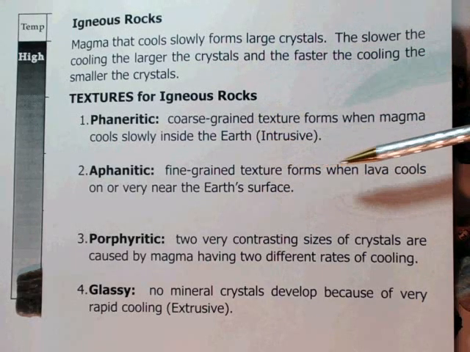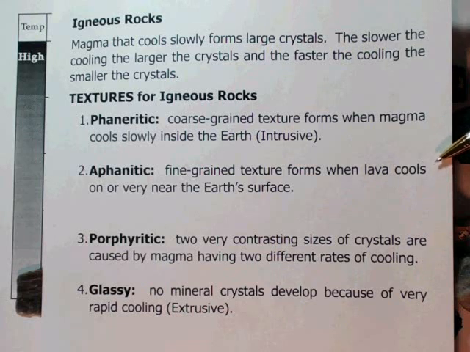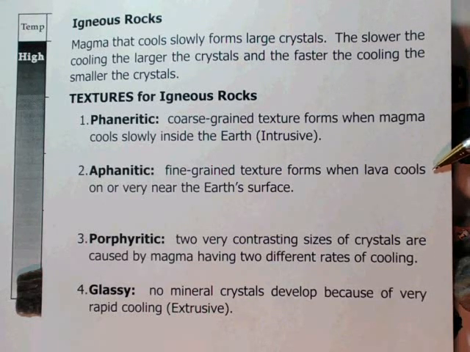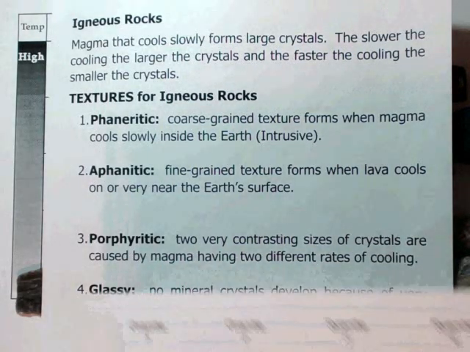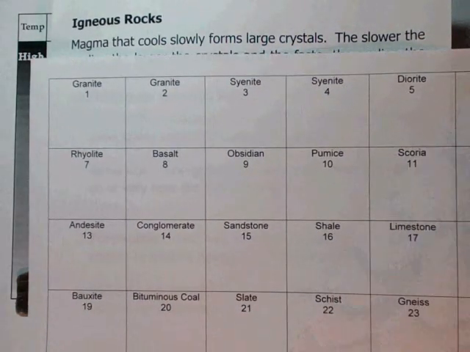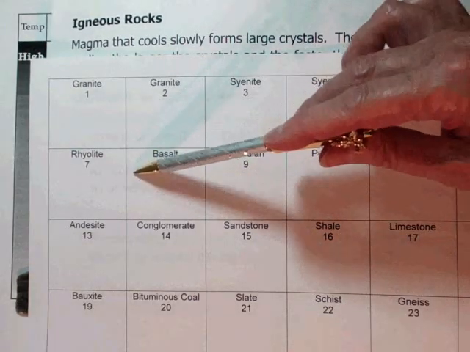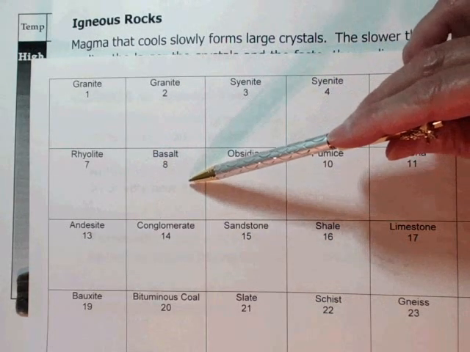Okay. The next texture type is the aphanitic, meaning fine-grained texture. This is going to form when lava cools on or very near Earth's surface. So a little bit more rapid cooling is happening with an aphanitic, and so that's going to give you a finer crystal size to your minerals in it. So that then would be your number 7 and 8 in your trays. So number 7 rhyolite and number 8 basalt.